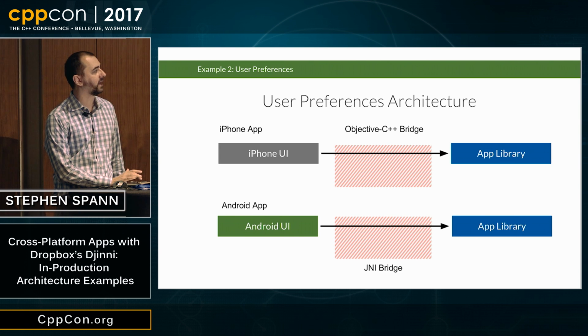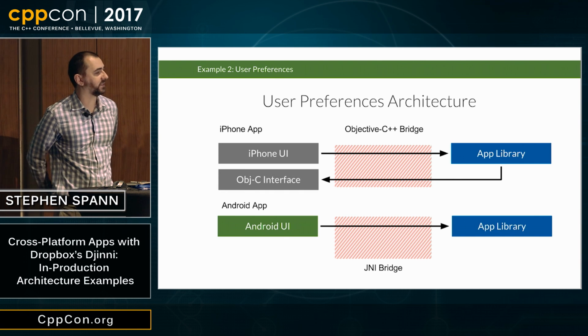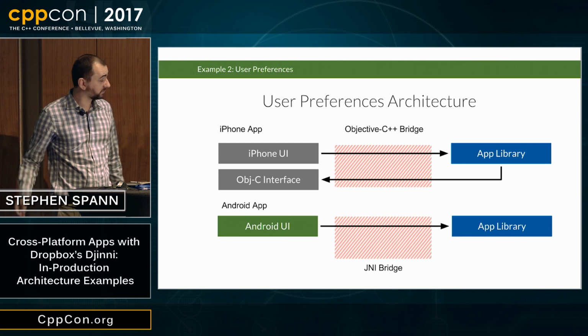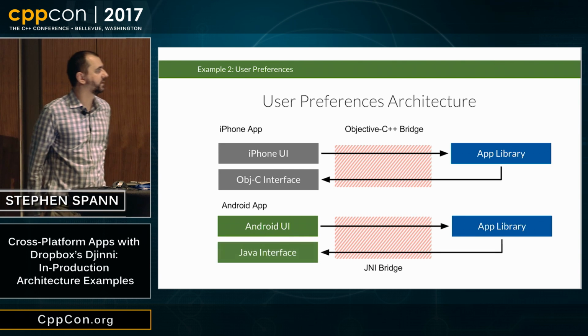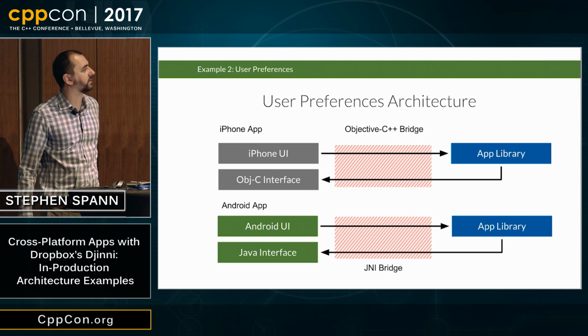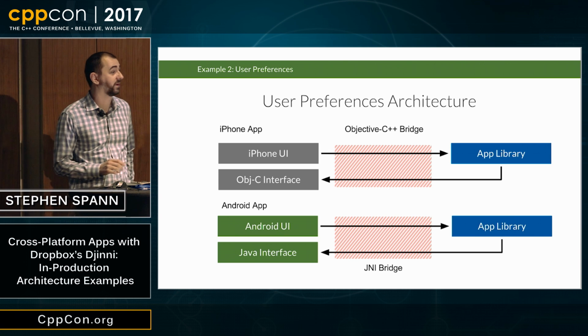So when our library wants to go back over the bridge, it's going to go through the Objective-C interface, or the delegate, and also the Java interface. So these are things that Djinni is going to render for us, and we just implement it in our apps wherever we see fit.